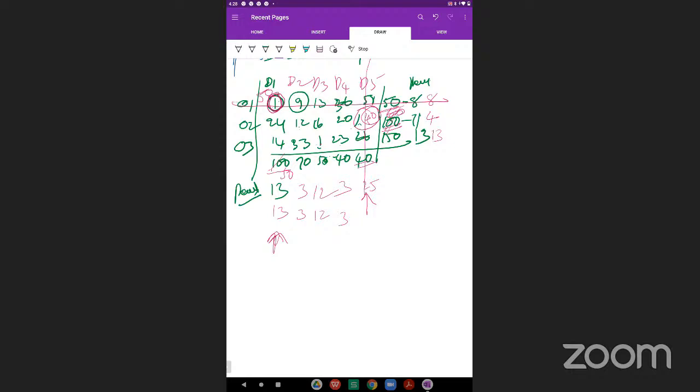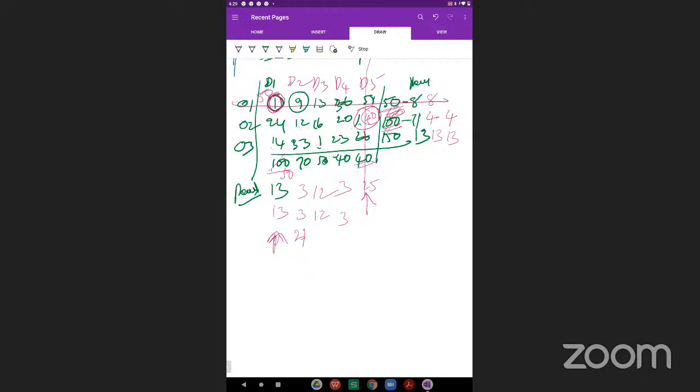Next row. What is the origin 2? Least element is 12. Next least is a 16. So that penalty is a 4. Continue the procedure. Least is a 1. Next least is a 14. So penalty is a 13. Here already 9 is over. Already that line is cut, so we should not take it. So origin 2 is a 12 and origin 3 is a 33. What is the difference? 21.